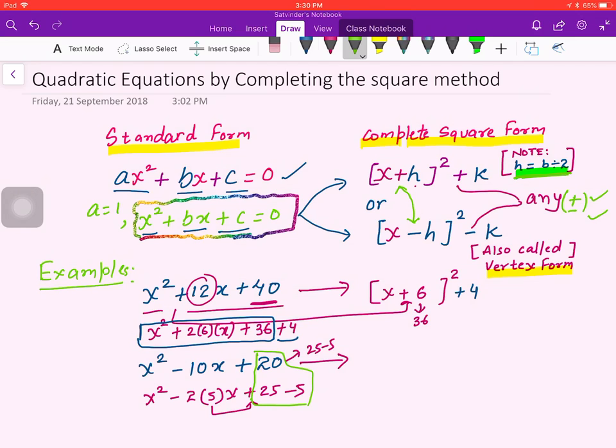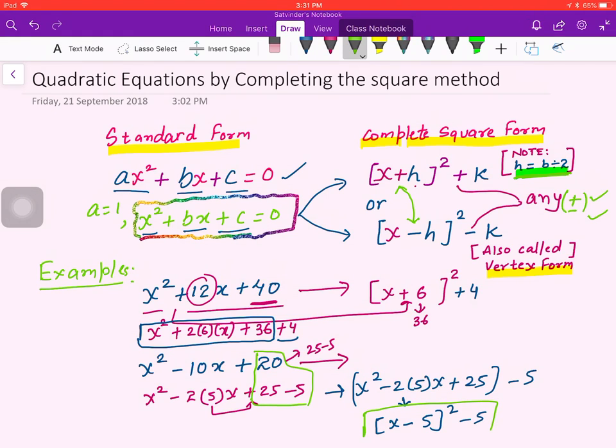In this case we already got our three terms, which are x square minus 2 times 5x plus 25, and minus 5. That is extra, so we'll write it outside of the bracket, and this bracket can be converted as complete square. So x minus 5 square, because it's minus, so we'll also write minus, and minus 5. So guys, this is the complete square form of this equation.